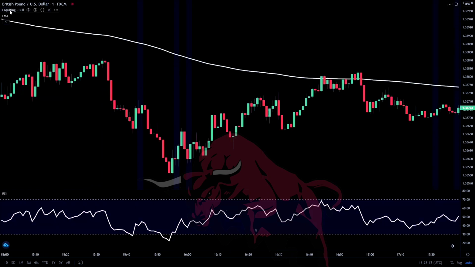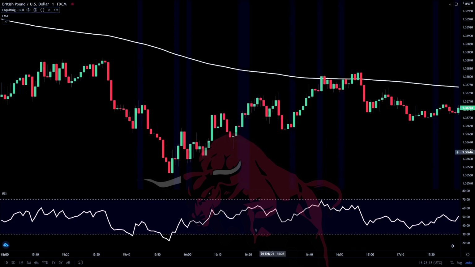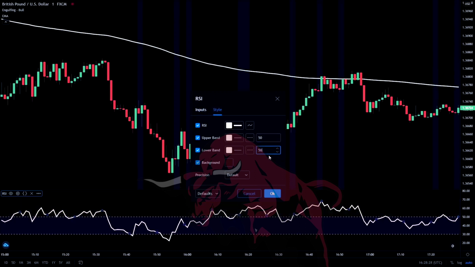First, you need to change the settings for the engulfing pattern to no detection. Next, for your RSI, you want to set it at both 50.